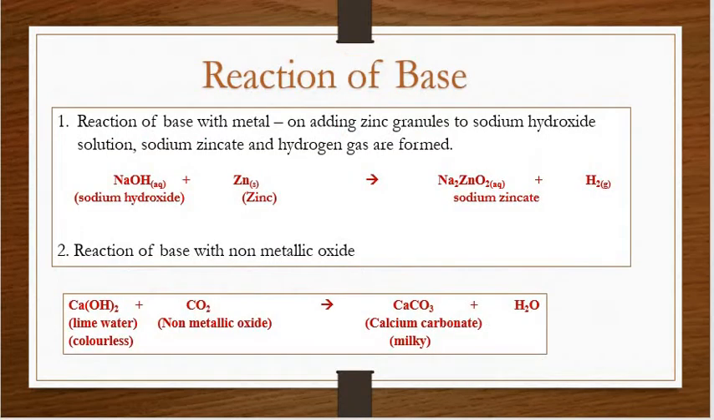Now some reactions of bases. Reaction number one: when an alkali like NaOH is treated with a metal like zinc, it gives a salt called sodium zincate plus hydrogen gas. And when a base like calcium hydroxide reacts with a non-metallic oxide like carbon dioxide, it gives calcium carbonate and water. It is also a confirmatory test of carbon dioxide, as I told you earlier.